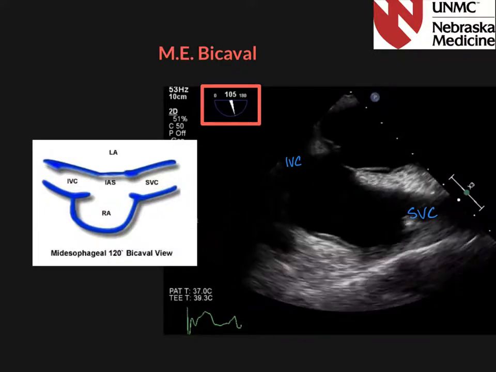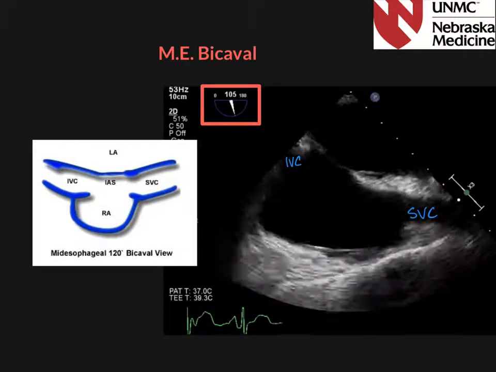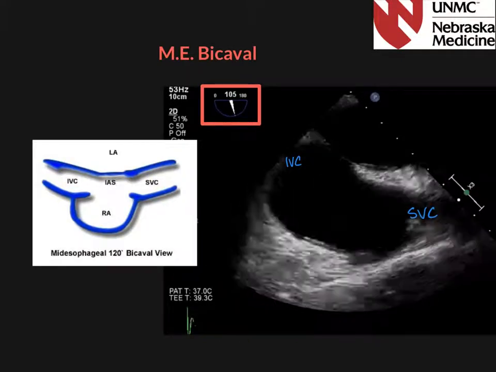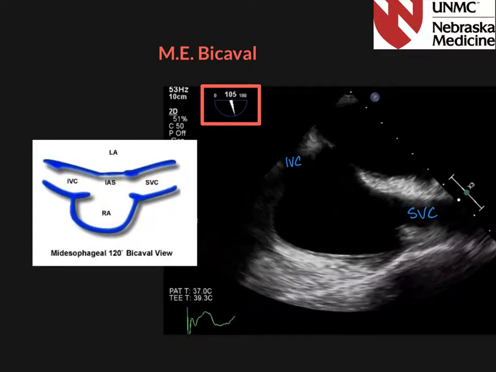Now the bicaval view is useful for a variety of reasons. Number one, it's useful in placement of central venous catheters, as the wires we use with the Seldinger technique are readily seen in the right atrium with this view.